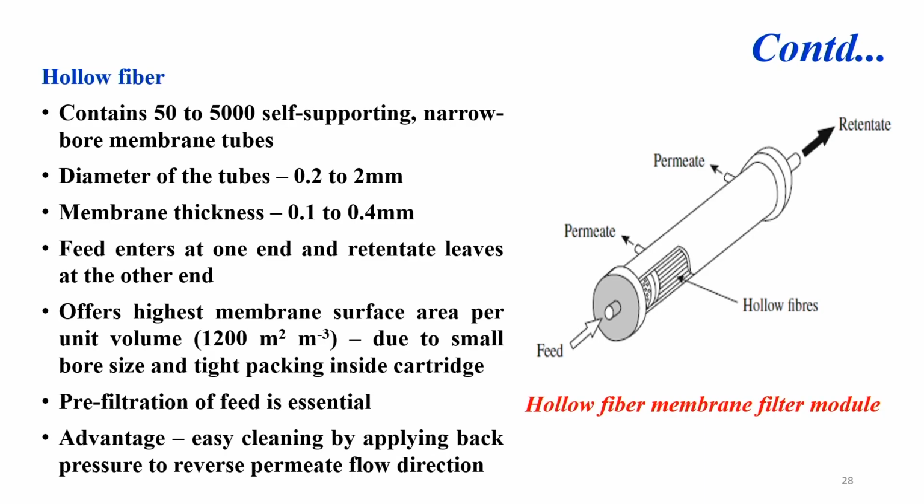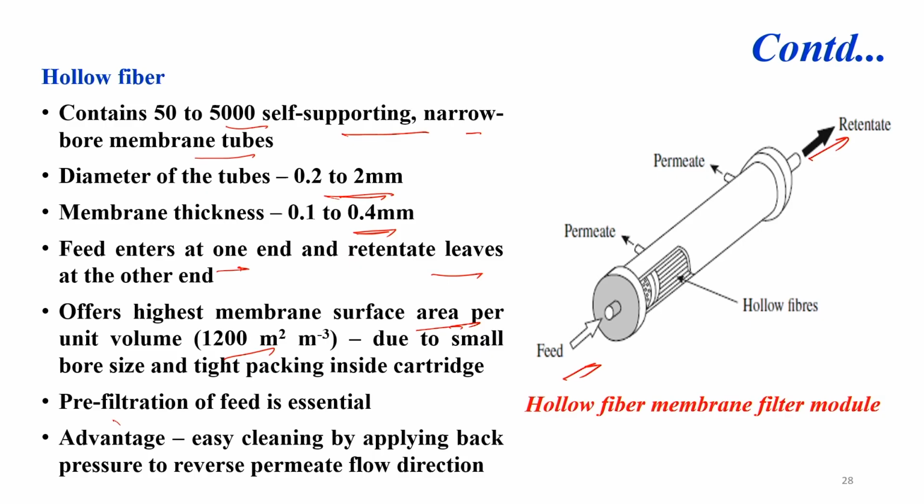So, it contains about 50 to 5000 cells supporting narrow bore membrane tube. Here the difference is that tube diameter is in the range of 0.2 to 2 millimeter, and the membrane thickness is in the range of 0.1 to 0.4 millimeter. So, here feed enters at one end and retentate leaves at the other end. It offers the highest surface area, around 1200 meter square per meter cube.